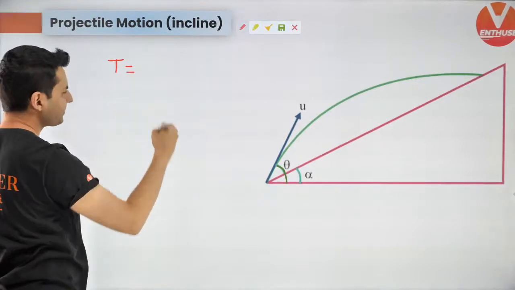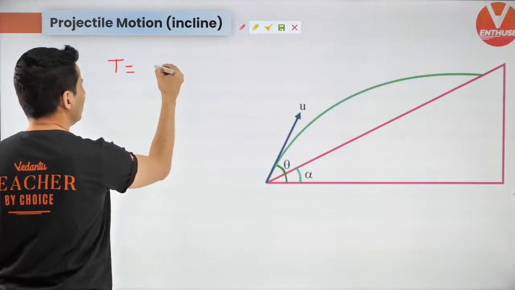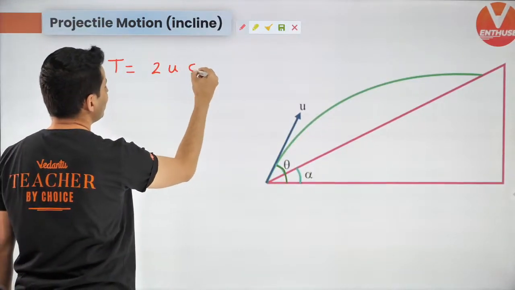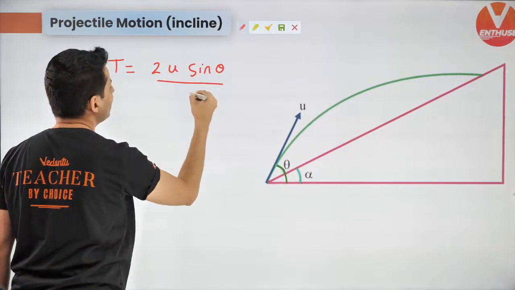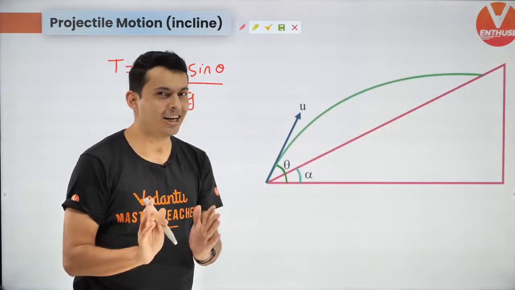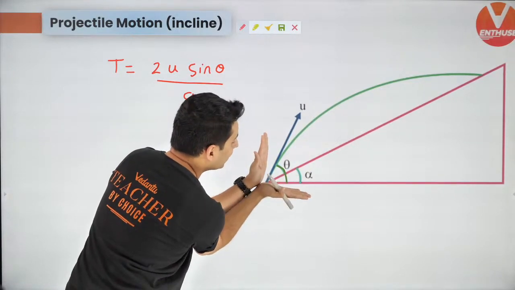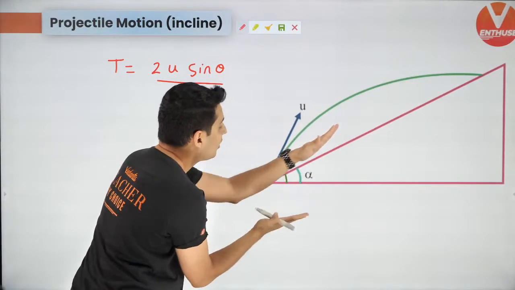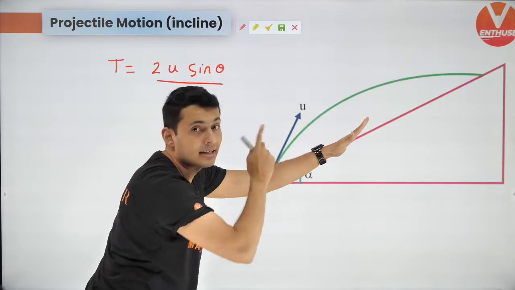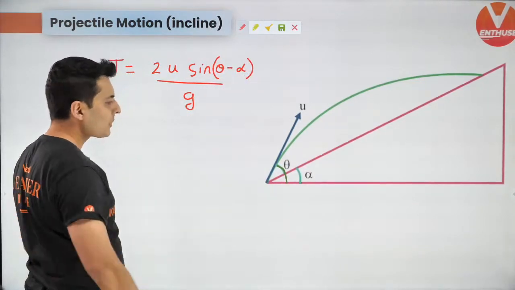Time of flight. What is our usual formula? It is 2u sine theta by g. Correct? That is our usual formula. But here in the inclined plane, do you see the angle is no longer theta? It is theta minus alpha with the plane. So instead of theta, put theta minus alpha.